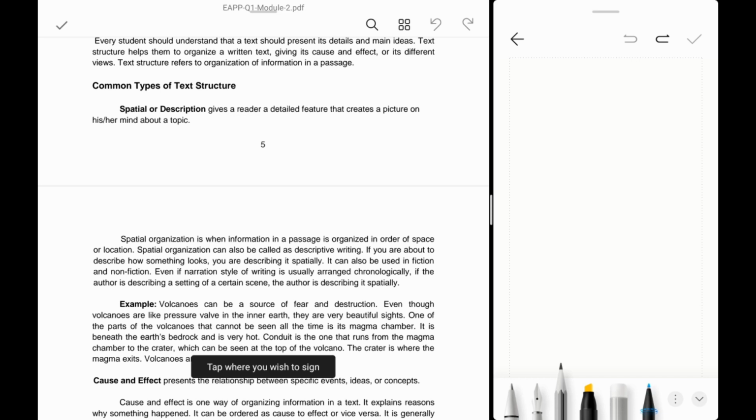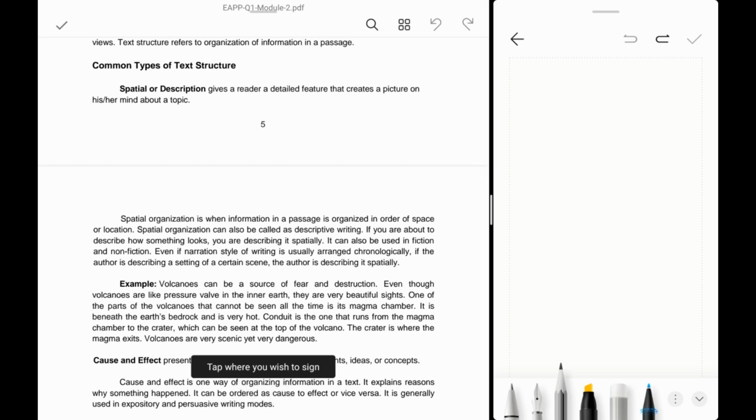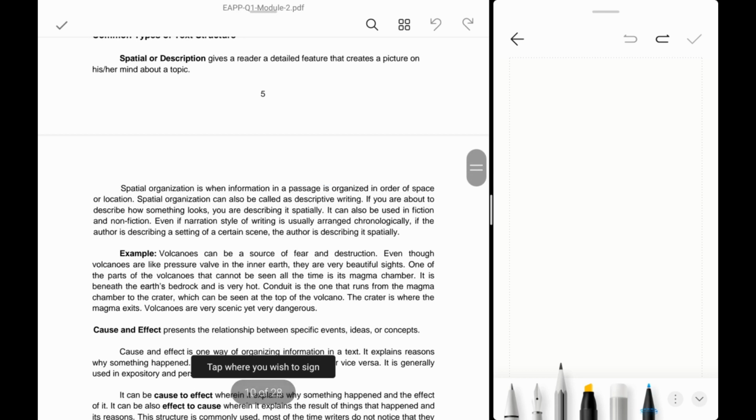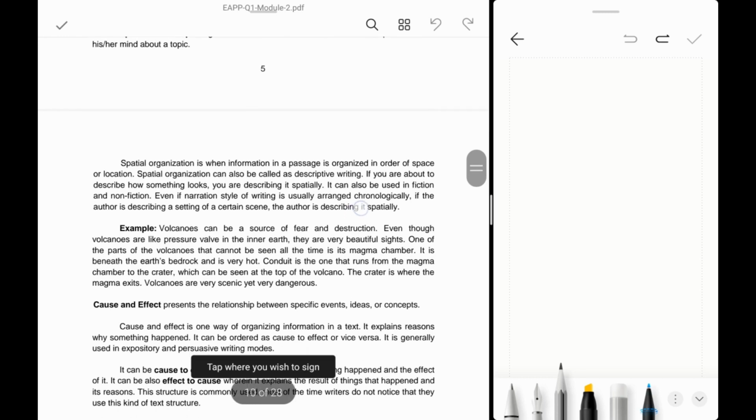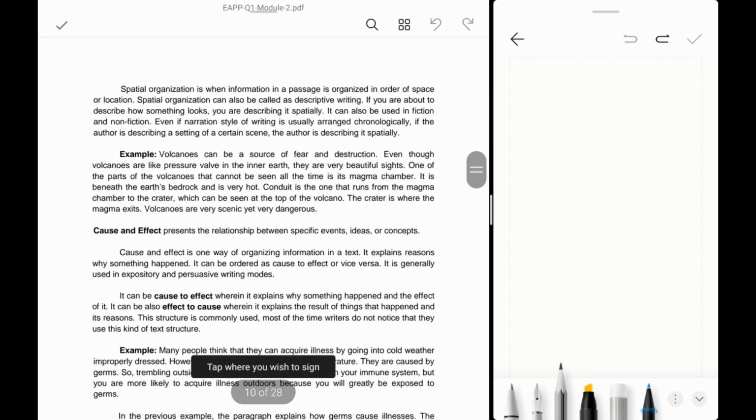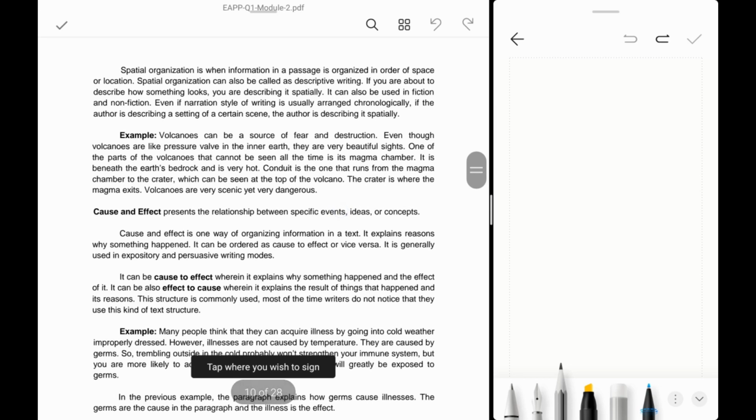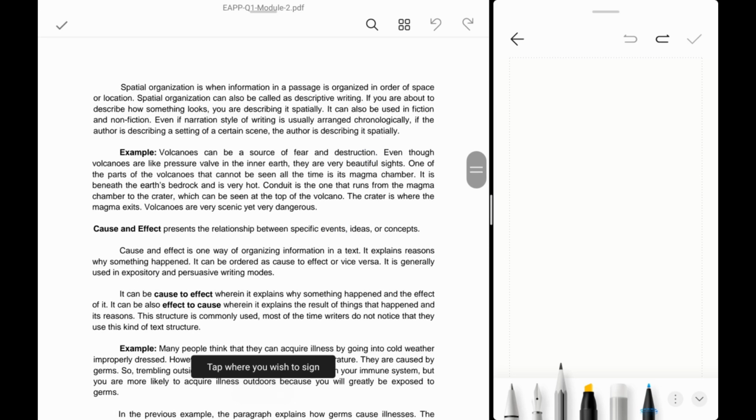Basically, guys, if you remember in our previous module, we talked about different ways on how you can write your paragraph. There we had narration, expository, description, persuasion. So this type of text structure, which is the spatial or description, is simply about description. So you are painting an image in the mind or in the imagination of your reader. Again, spatial or description gives a reader a detailed feature that creates a picture in the mind of the reader. Also, spatial organization is when information in the passage is organized in order of space or location.